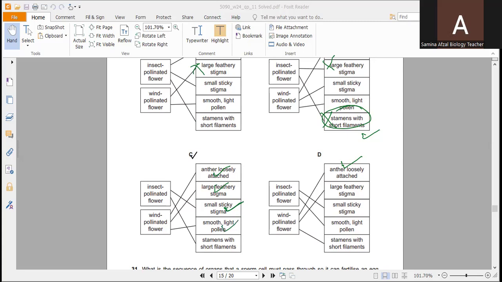They will be light because they have to move with the wind. So stamens with short filaments, again, this is correct for insect pollinated flower. So B, anthers loosely attached, a large feathery stigma, again, this is correct. And small sticky stigma, correct. Light pollen, no, this is not correct for it. So stamens with short filaments, yes. So it is not a correct option. Only C is the correct option in which all characteristics are matching with the proper flowers.